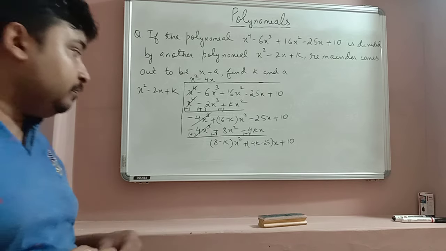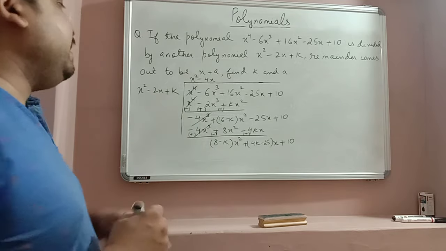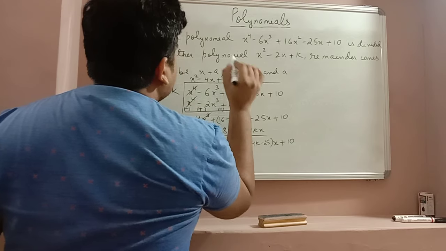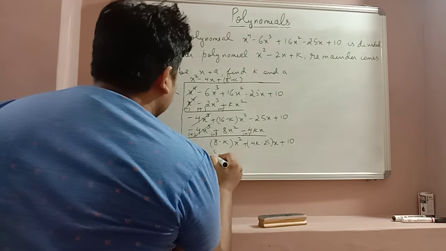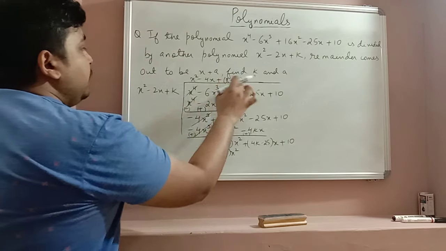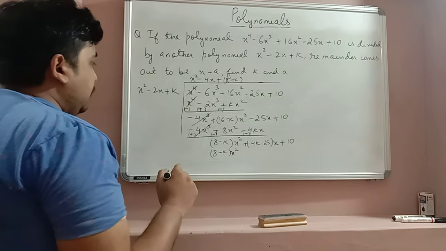Alright. Lastly, in order to get 8 minus k x square, I need an 8 minus k here. So I'll put plus 8 minus k. So this will turn out to be 8 minus k x square into 8 minus k, minus 2x into 8 minus k.